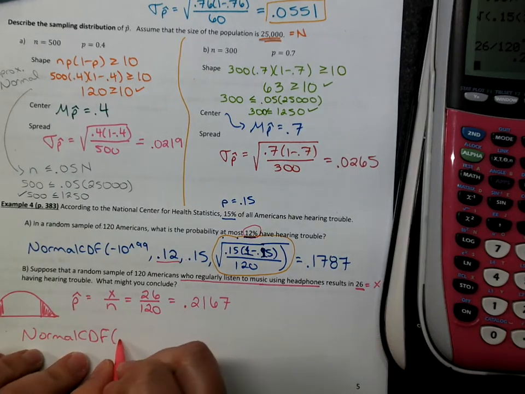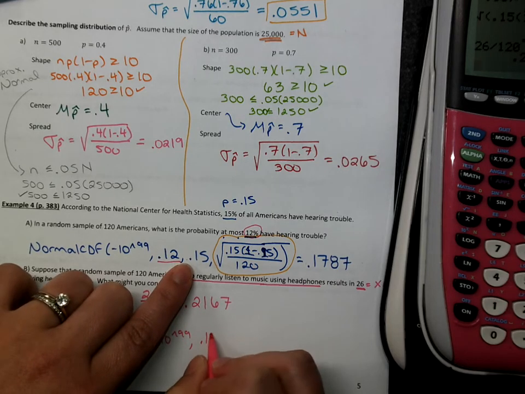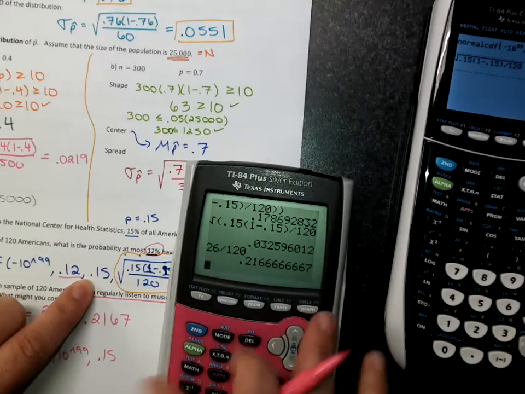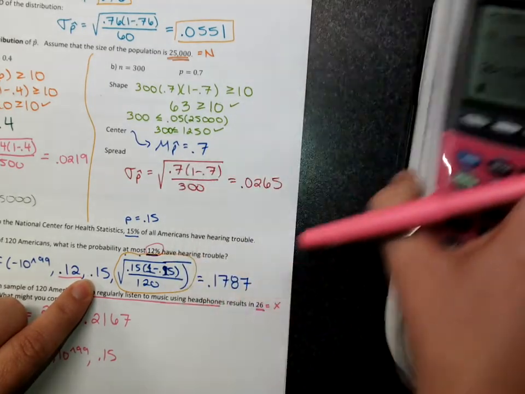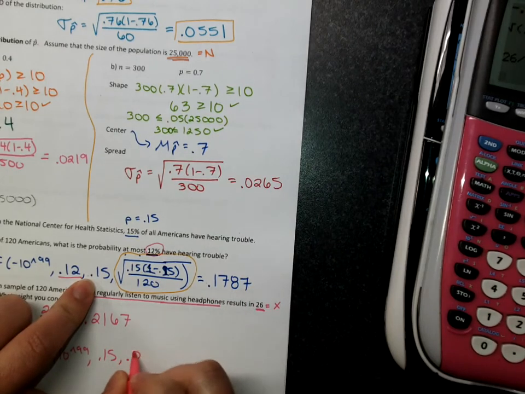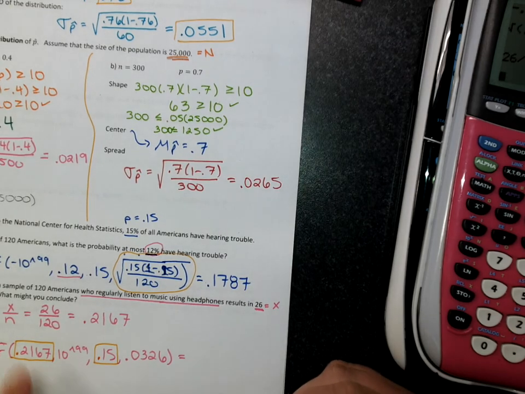So we're going to go from 0.2167 to infinity, centered at 0.15. And again, if you want to use that rounded standard deviation 0.0326, that might be a little bit easier to type in. And you'll still get the same answer. The most important part here, I'm going to emphasize it one more time, is that the number you put in normal CDF has to be a decimal because we're comparing it against a decimal. So those have to be like values.